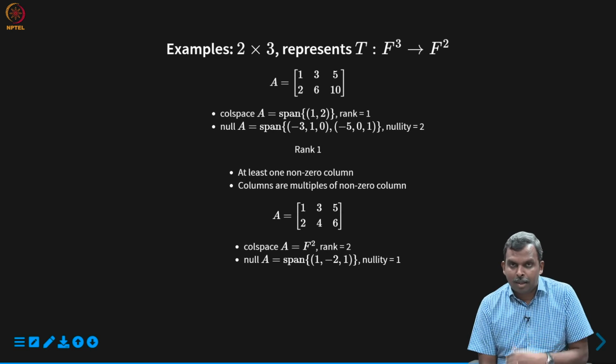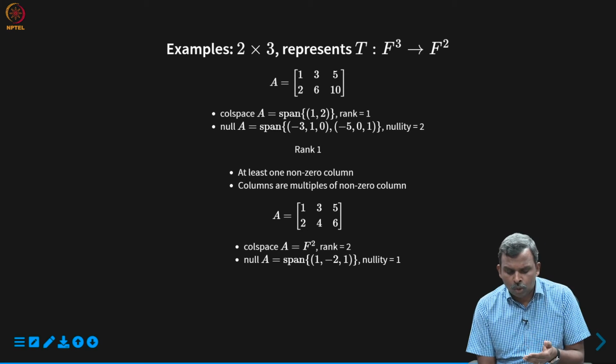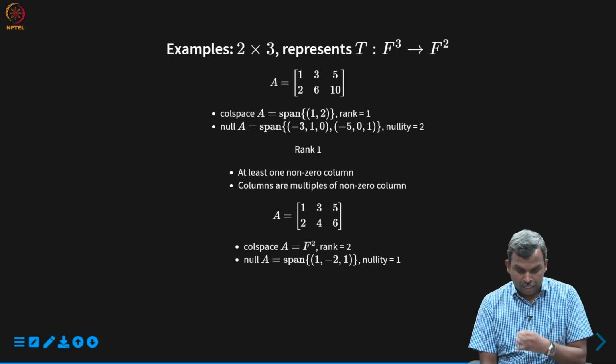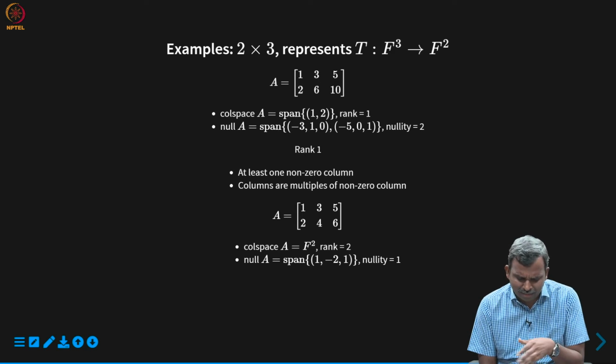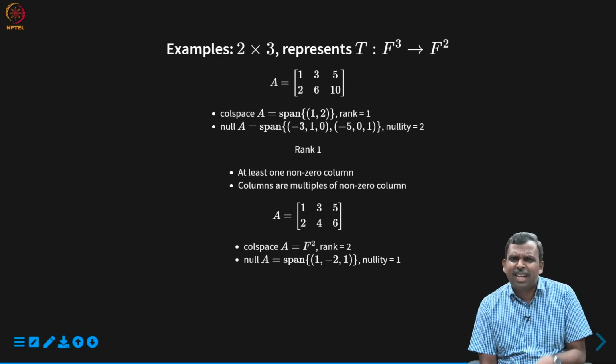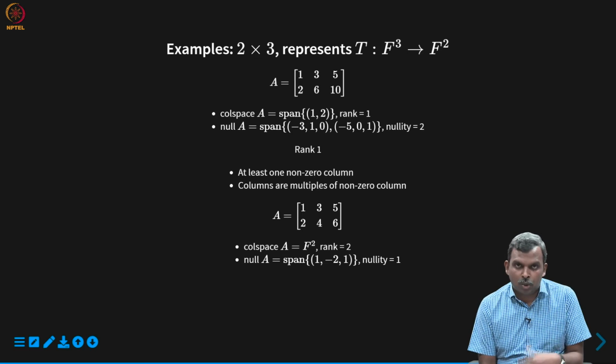For rank 2, here is an example: rows (1, 2, 3) and (4, 5, 6). The column space is F2, rank is 2. So once you have rank 2, nullity will become 1. You just have to find one vector in the null space, and then you are done. In this case, by careful consideration, you can see (1, -2, 1) is in the null space. Later on, we'll see a formal way to figure out a spanning set for the null space, using Gaussian elimination and looking at it differently. We'll come back to that later in the course.